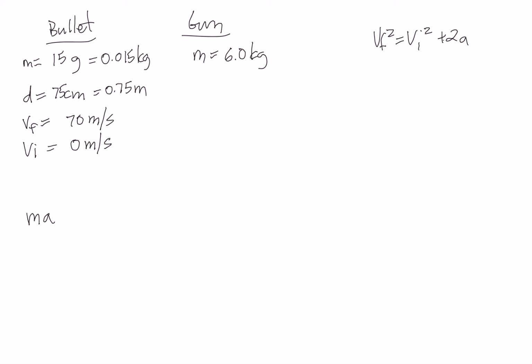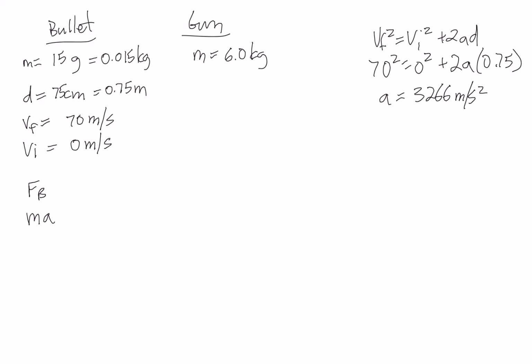So VF squared equals VI squared plus 2AD. We have 70 squared, 0 squared, 2 times A times 0.75. Rearrange that, solve it for acceleration. We get 3266 repeating meters per second squared. So now we can actually figure out what the force acting on the bullet is.